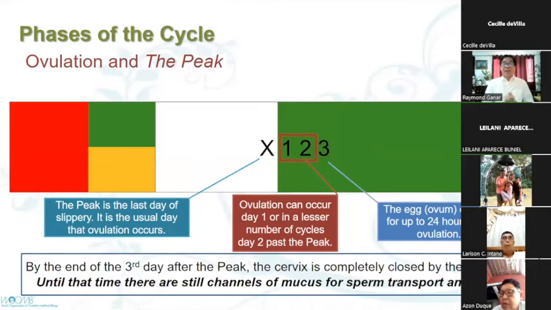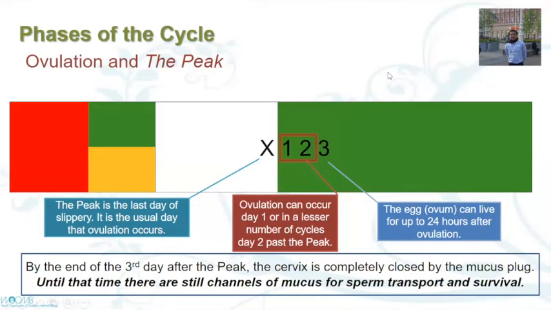So take note of that. If intercourse happens on the 3rd day past the peak, there is a possibility of pregnancy. Why? Look at what is written there. That is the study conducted by Dr. John and Evelyn Billings, that the sperm can still enter and survive and be able to meet the egg. So we need to wait for the cervix to be completely closed.